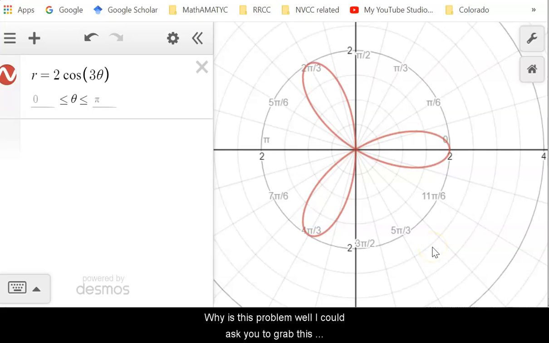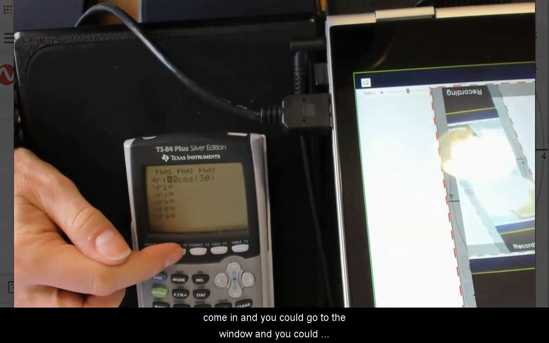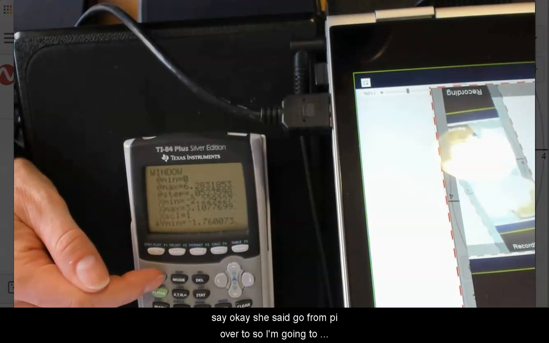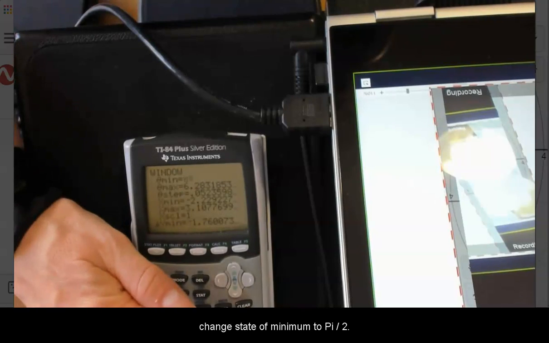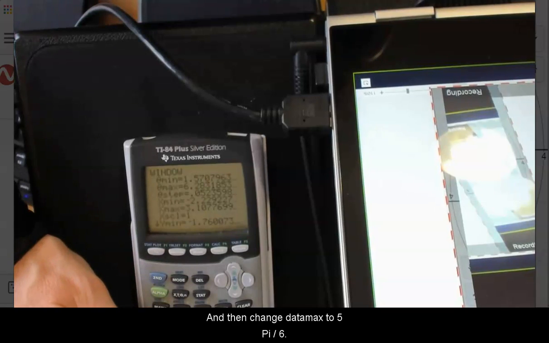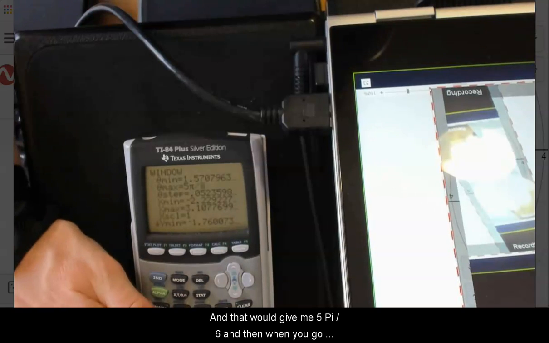Now, why is this a problem? Well, I could ask you to graph this and give me the area between pi over 2 and 5 pi over 6. On the graphing calculator, if I told you to do that, you could come in and go to the window and say, okay, she said go from pi over 2, so I'm going to change theta minimum to pi divided by 2, and then change theta max to 5 pi divided by 6.